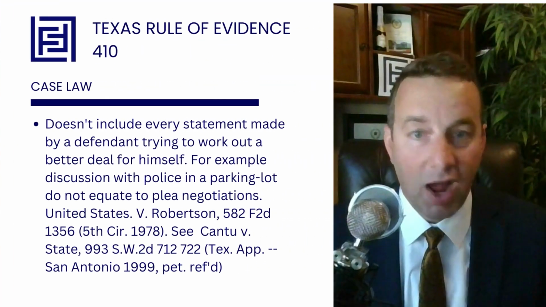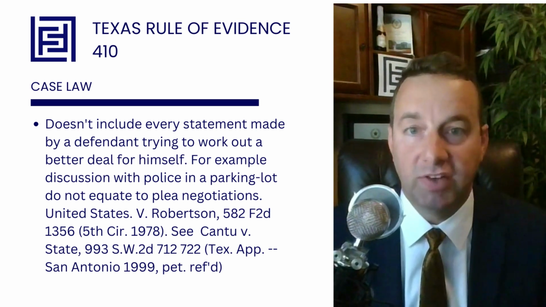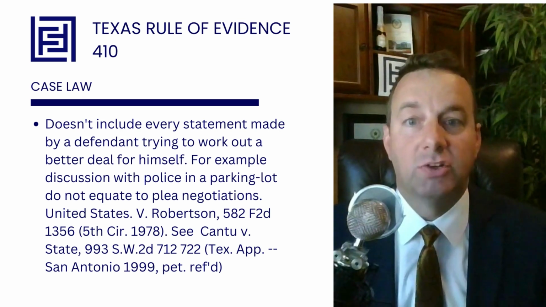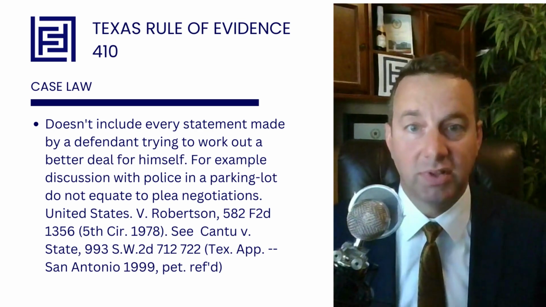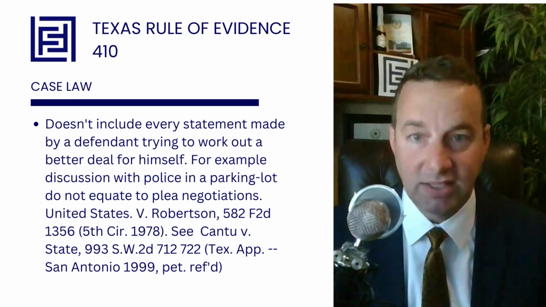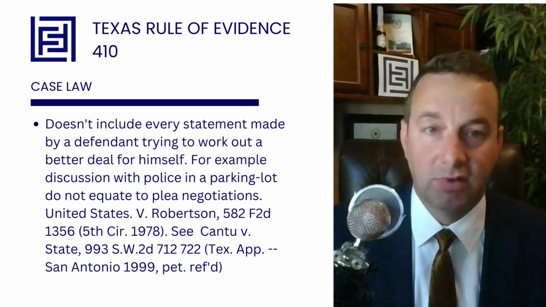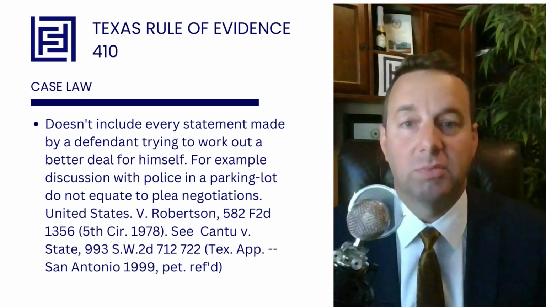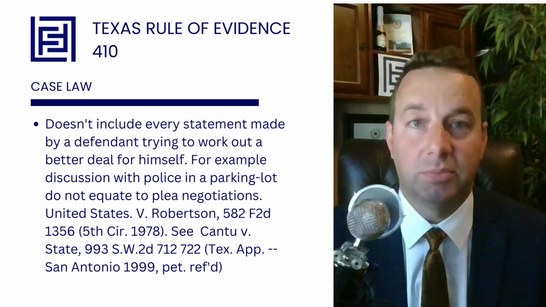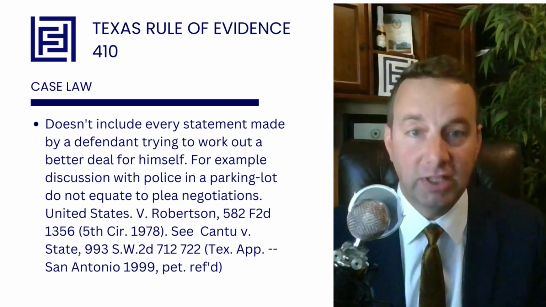It is United States versus Robertson, and that case says that Rule 410, in that case, the Federal Rules of Evidence, doesn't include every statement made by a defendant trying to work out a better deal for himself. So the example in that case was there was a discussion with police officers in the parking lot where he was arrested. He was trying to work out a better deal for himself, saying, yeah, I did this. Maybe I can tell you about some other people who are doing drugs or something like that. If you're trying to work out a deal with the police, that does not equate to plea negotiations.